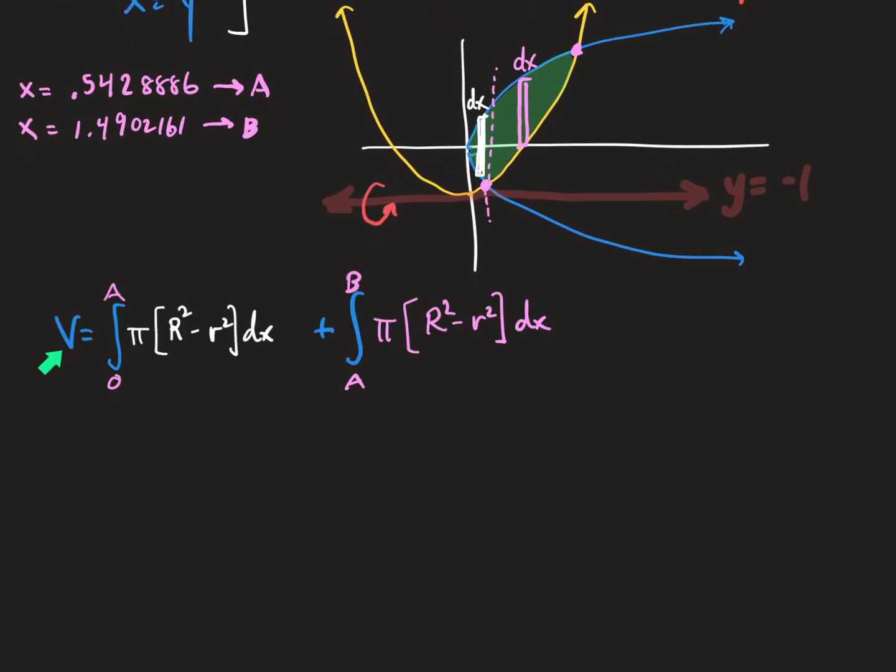So the overall volume will be the accumulation of all of the washers' volumes from x equals 0 to x equals a, plus the accumulation of all of the washers' volumes from a to b.